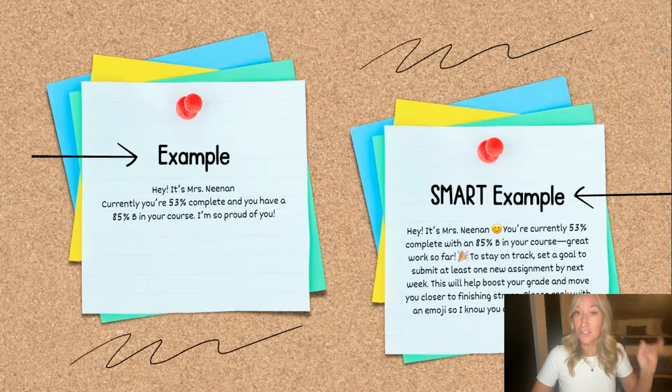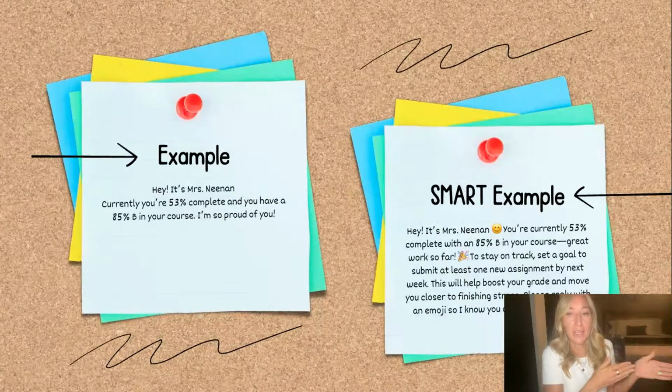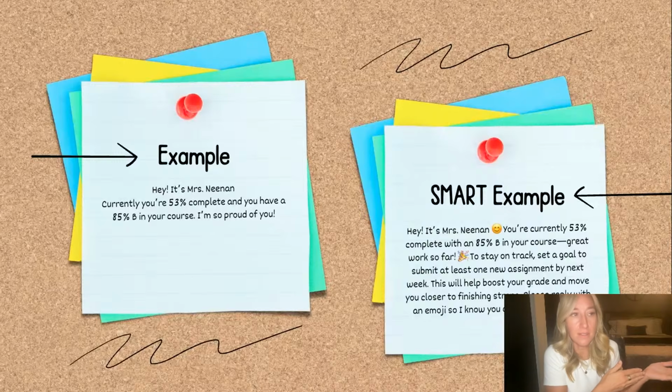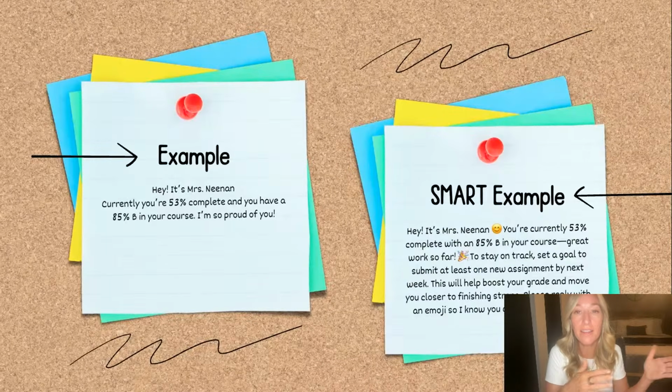Now, I should say there's nothing wrong with the first text. There's nothing wrong here. This is actually a text that I used in the classroom probably 2 years ago in the virtual setting, and it's very, very clean. However, let's look at these two examples because on the left, we have a more generic version, and on the right, we have a smart message.